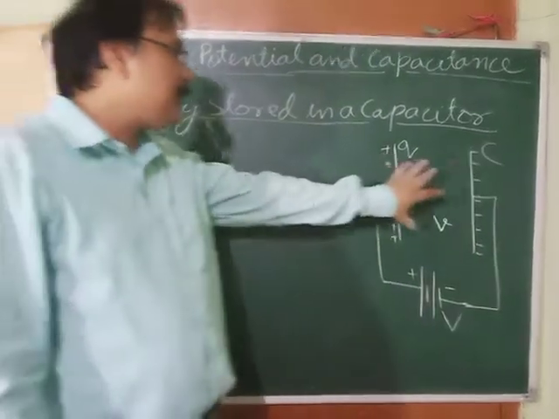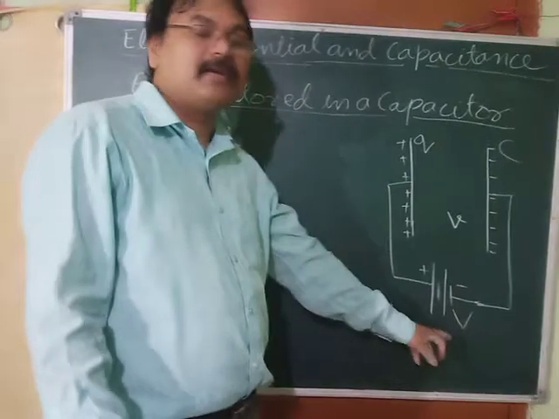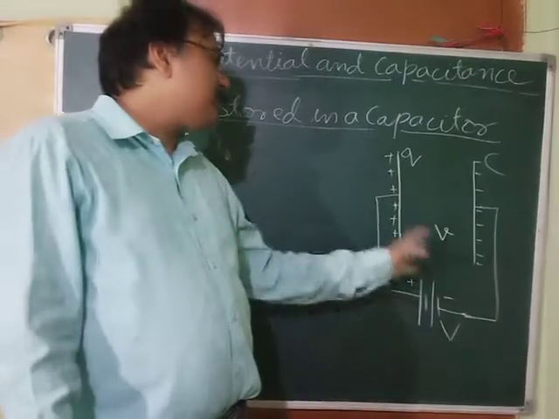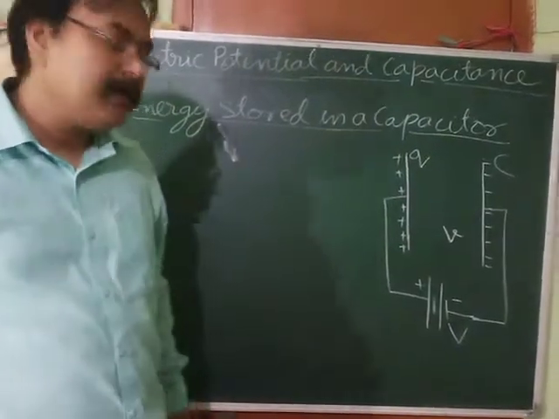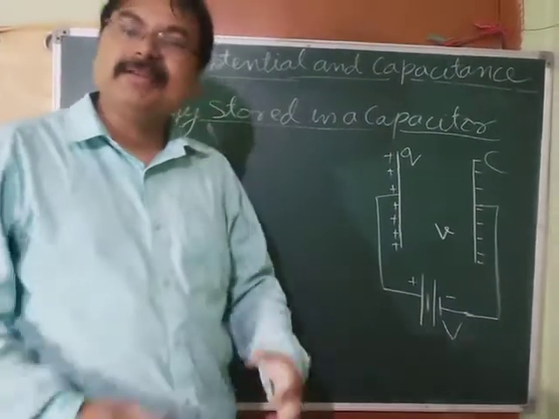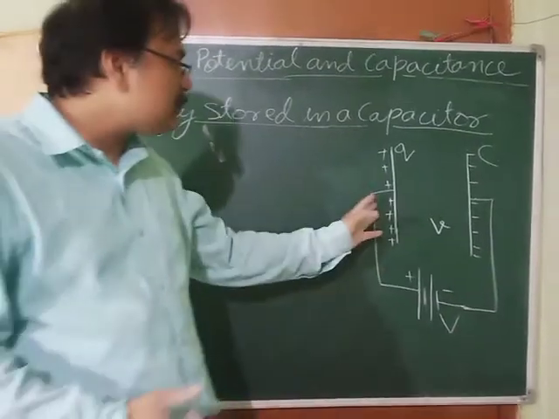Now you see, this is a parallel plate capacitor which has been connected to a battery of potential difference V. See, this charging takes place gradually, and then finally the potential difference between the plates becomes equal to V. But initially the potential difference is less because charges are less on them.